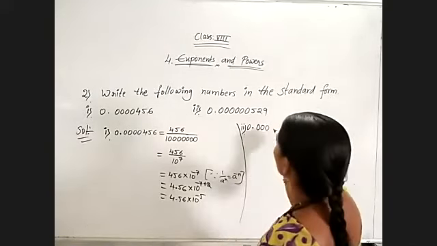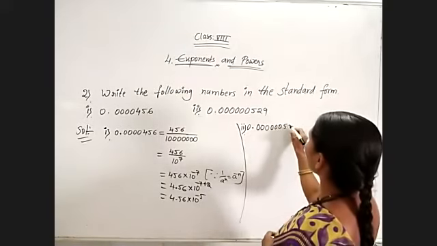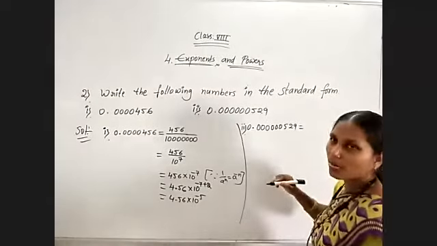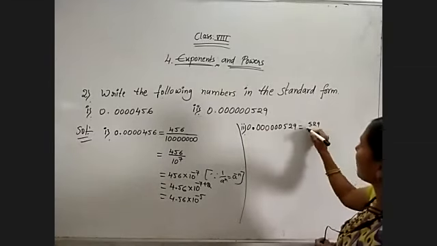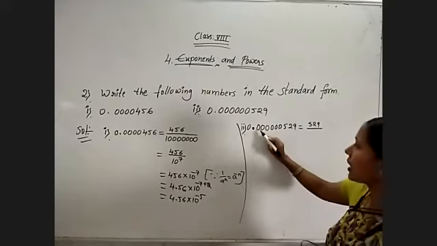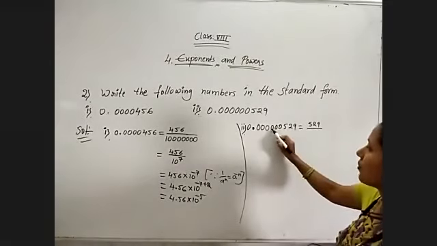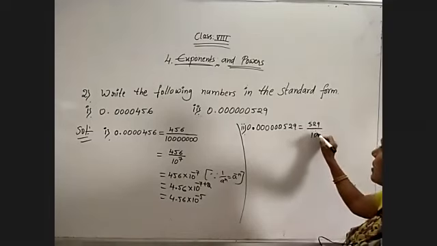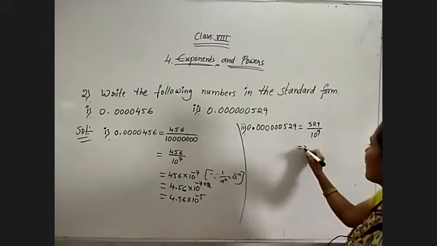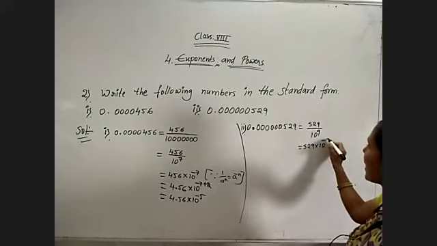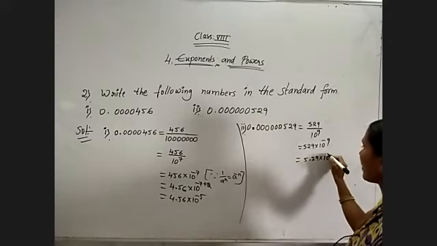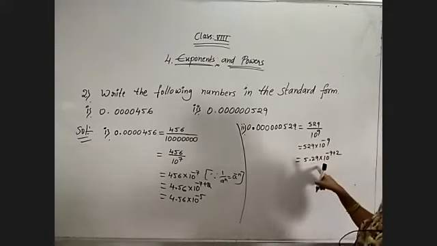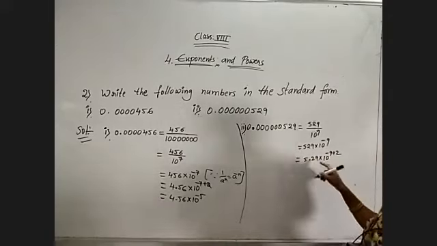0.000000529, with 6 zeros, then 5, 2, 9. So the numerator is 529 by, and I am counting the decimal digits: 1, 2, 3, 4, 5, 6, 7, 8, 9 decimal digits. 10 to the power of 9, so that is 529 into 10 power minus 9. So that is 5.29 into 10 power minus 9 plus 2, because 2 decimal digits I am taking now. So 5.29 into 10 to the power of minus 7.